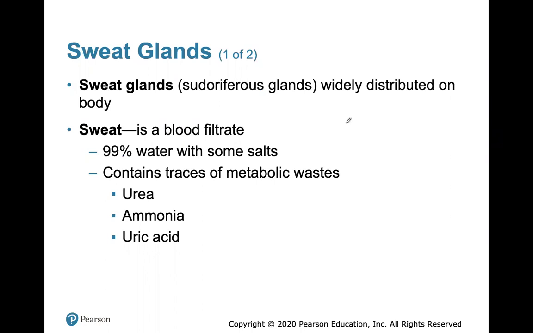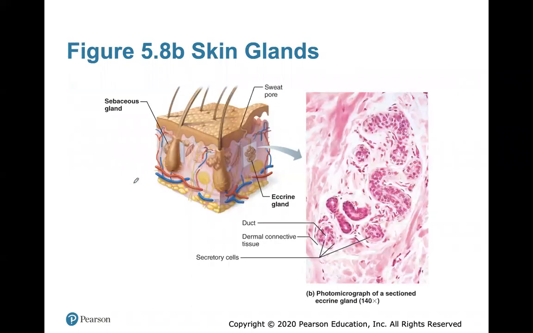Sweat is a blood filtrate, so it has some waste products. Most of it's water, some salts, and some traces of metabolic wastes like urea, ammonia, and uric acid. So here's a look, here's the sebaceous gland secreting oil that we just talked about, and the sweat gland, or eccrine gland, secreting sweat to the surface of the skin.